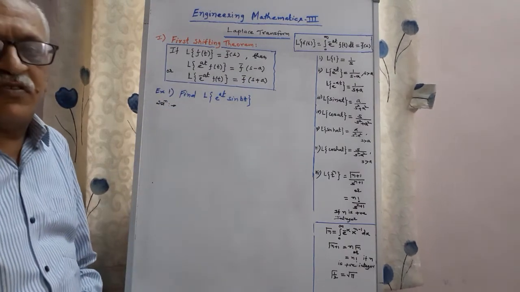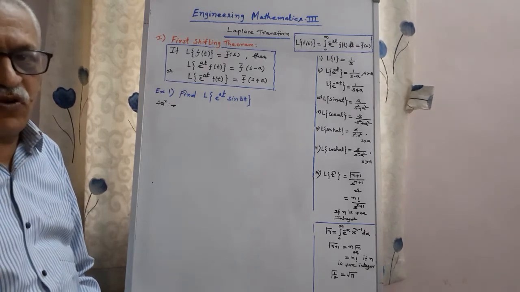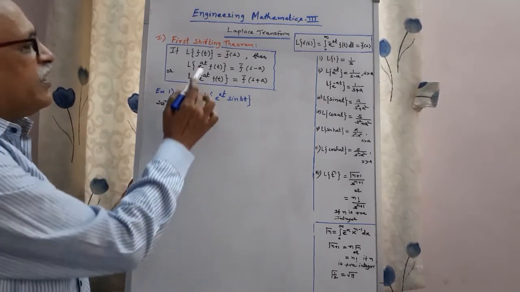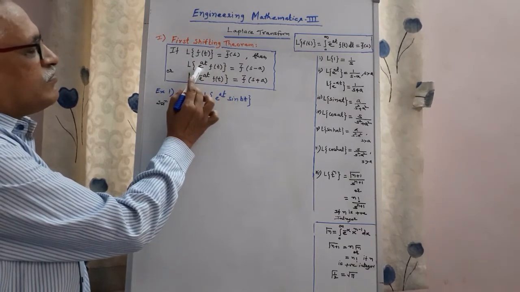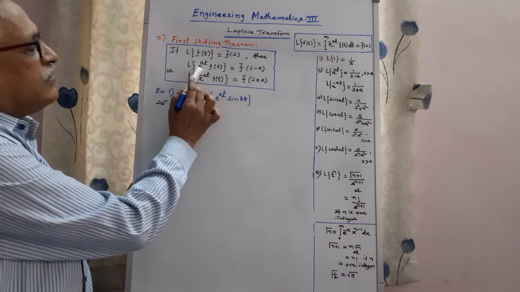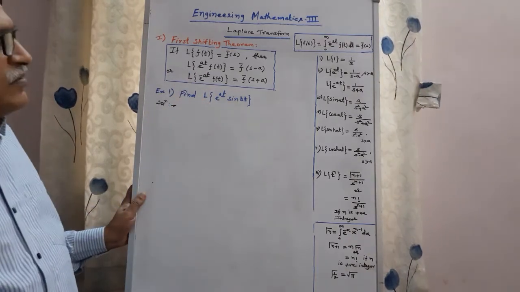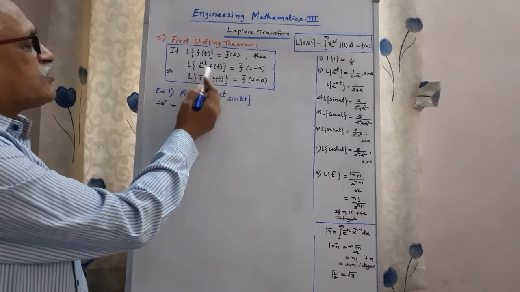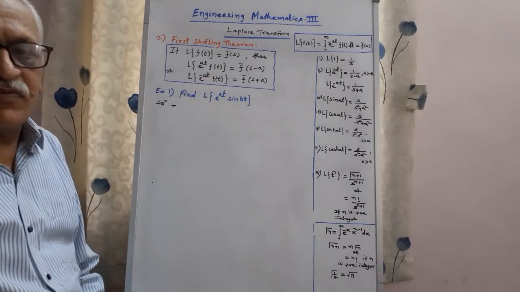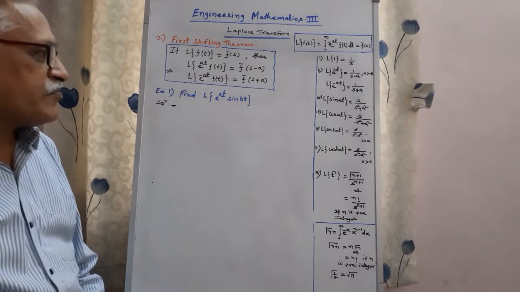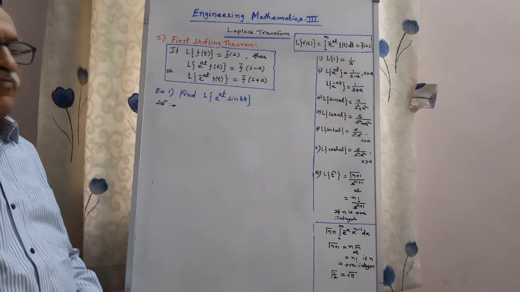Then, how to identify where to apply the first shifting theorem or not? Whenever any function f of t is multiplied by e raised to at or e raised to minus at, this multiplication by this term indicates that the problem is for the first shifting theorem. Then we try to solve some simple examples.